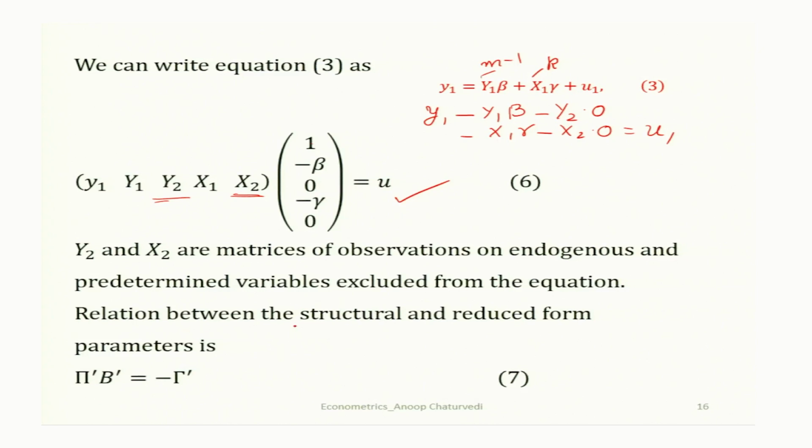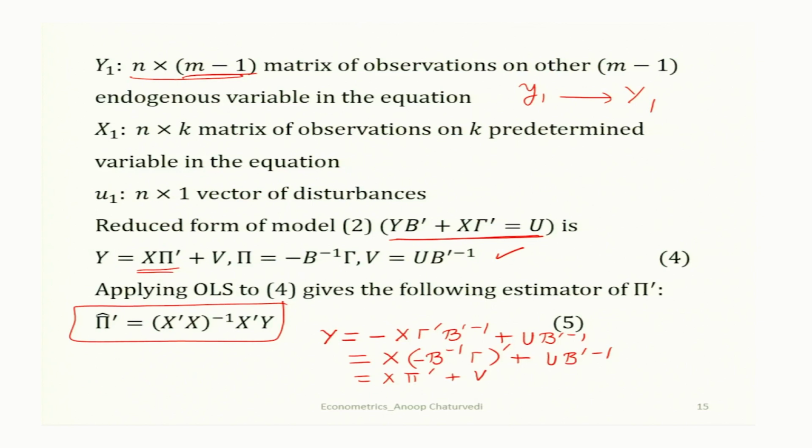Then the relation between the structural and reduced form parameters is pi transpose B transpose equal to minus gamma transpose. You get this relation from here. You have actually B pi equal to minus gamma, or pi transpose B transpose equal to minus gamma transpose.